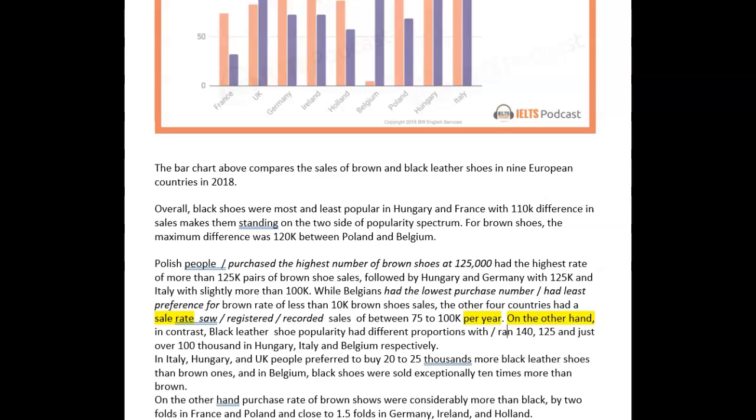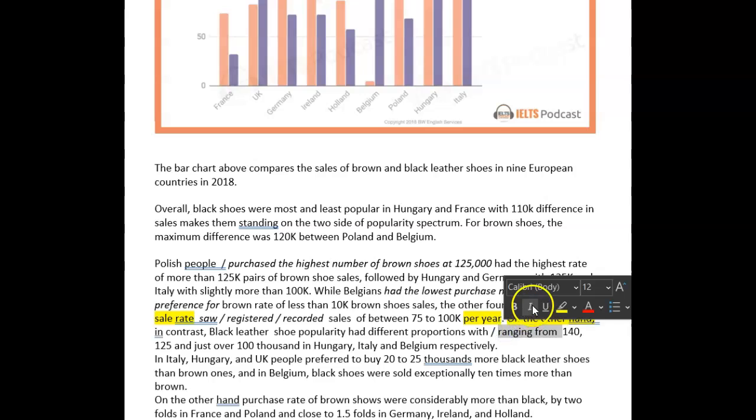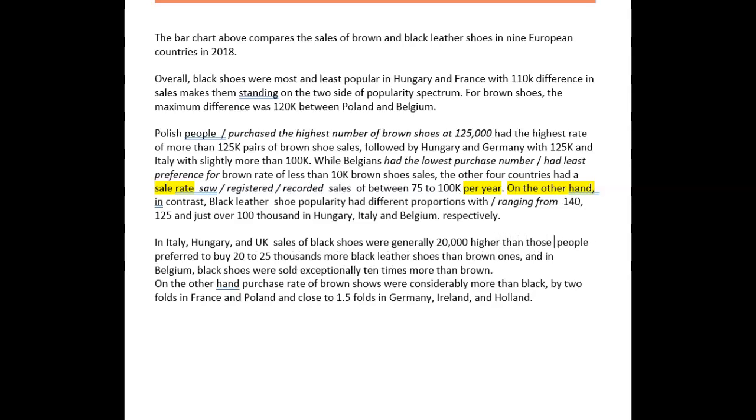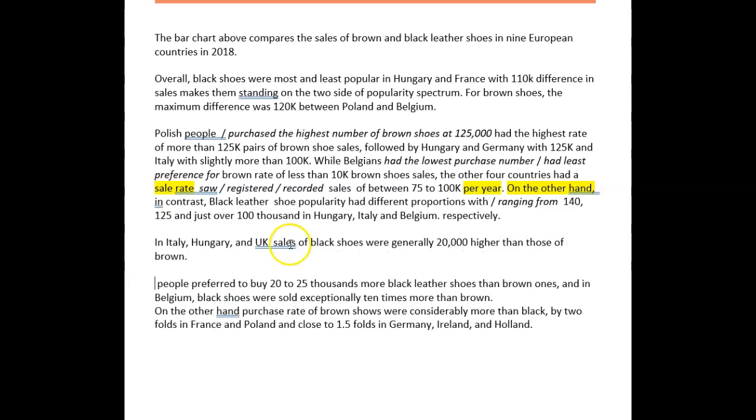You could have it ranging from 140 to just over 100. So you don't need to have every single number in here because that's quite a nice bit of language to put in there. Good, but that is fine otherwise. Well done, you're okay. Now, in Italy, Hungary and UK, people prefer to buy 20. Okay, I would just go sales of, and the UK, sales of black shoes were generally 20,000 higher than those of brown. So that is the kind of sentence that we're after.